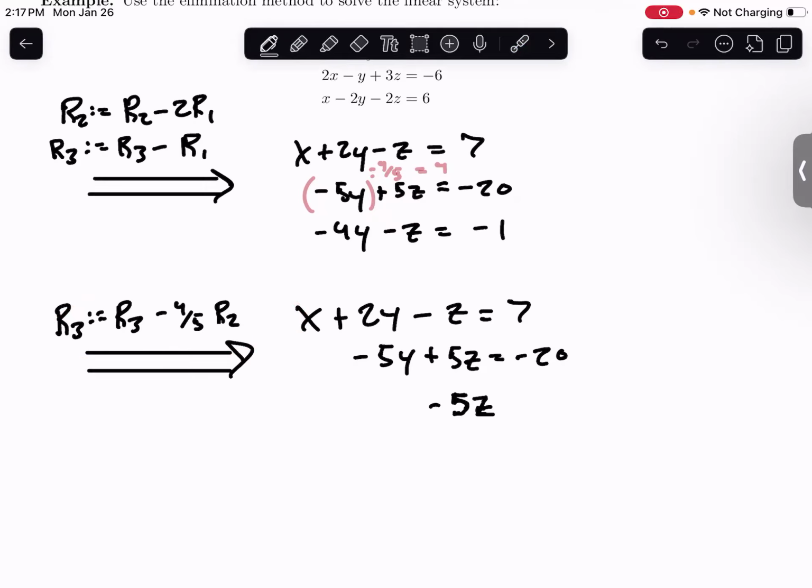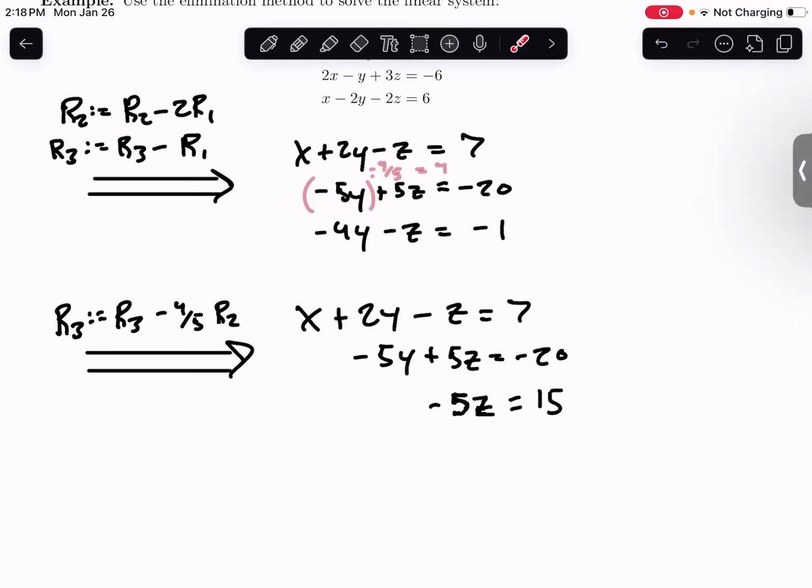And then this is going to be equal to -4/5 times 20, which ends up giving you a 15 when you add it to the -1, right? Because if you do -20 times -4/5, you get 4, and then you multiply by the 4, which gives you 16, and then you add that to -1 to get 15. Okay, so now it's in an upper triangular form.